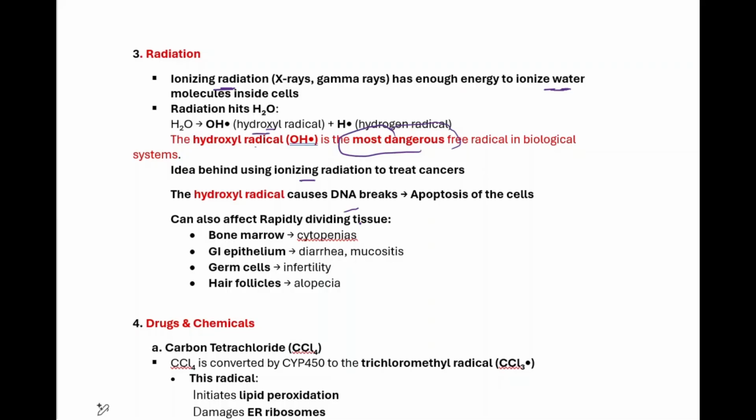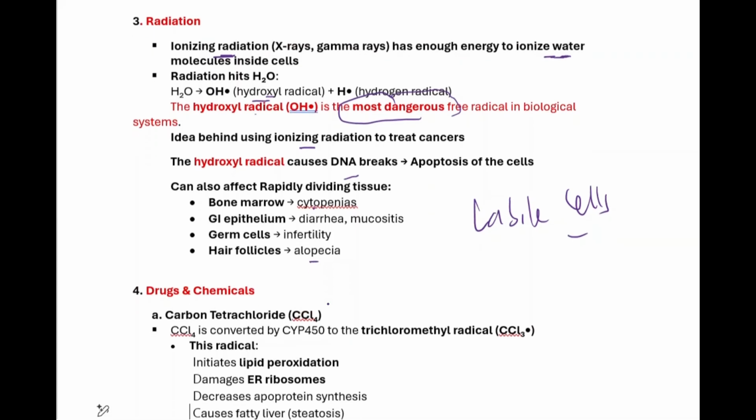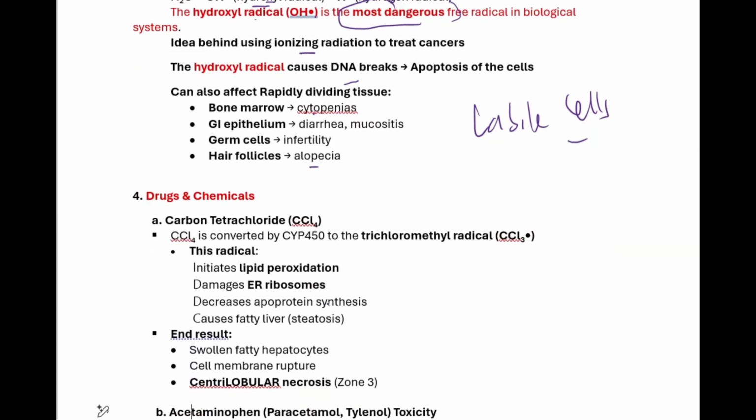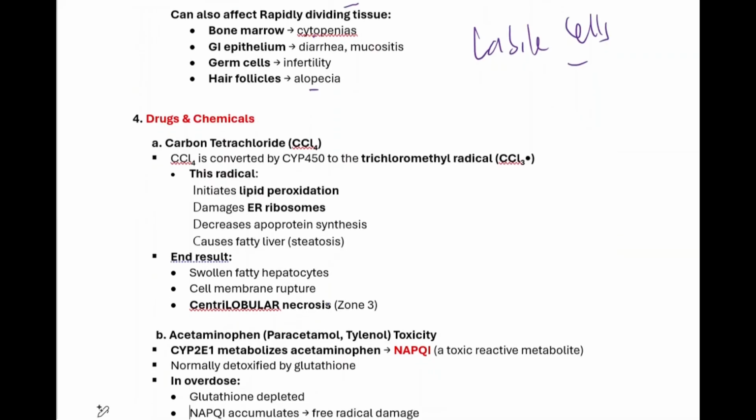It also affects normal cells, especially those cells that are always in the cell cycle actively dividing, right? Those actively dividing cells are what we call labile cells. Examples include bone marrow, GI epithelia, germ cells, and hair follicles. So it could affect those. That's why people who are on radiation or chemotherapy could have cytopenia, whereby the cell lineages are decreased. They could have diarrhea, mucositis, infertility. They could have alopecia, whereby they are losing their what? Hair.